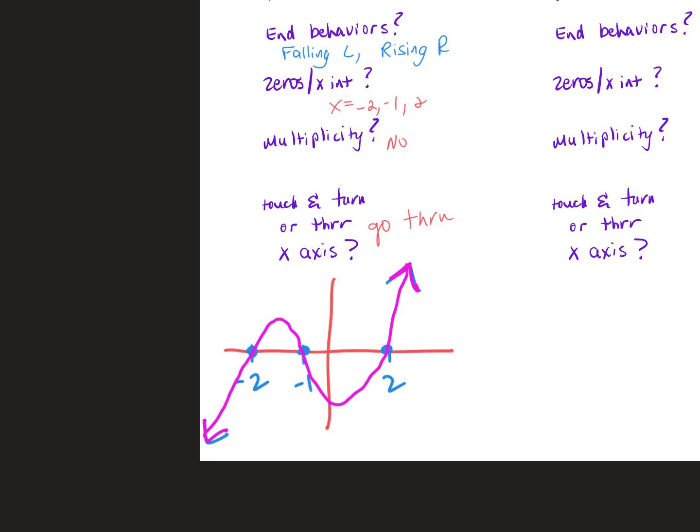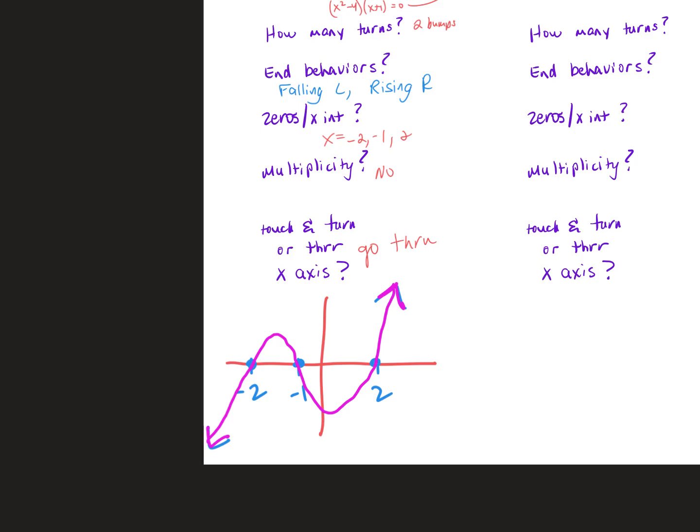And then how many turns did we say we should have? 2. Do I have 2 bumps? 2 turns? 1, 2. There you go. That's it.